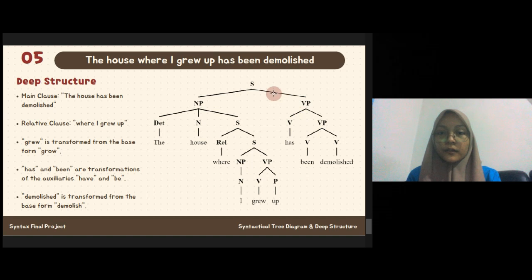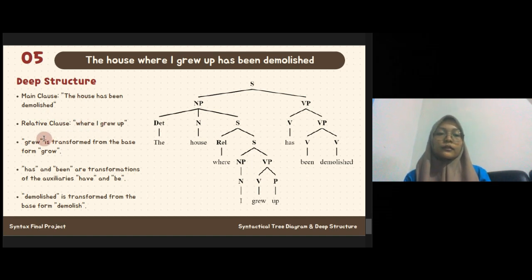And then the last one, number 5, the sentence is the house where I grew up has been demolished. The deep structure of the sentence is divided into two parts. The first part is main clause and the second part is relative clause. The main clause is the house has been demolished, and then the relative clause is where I grew up.